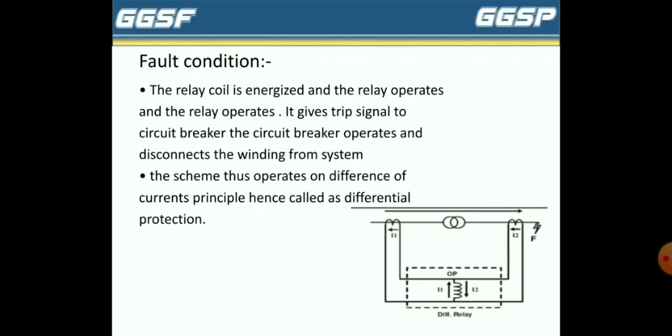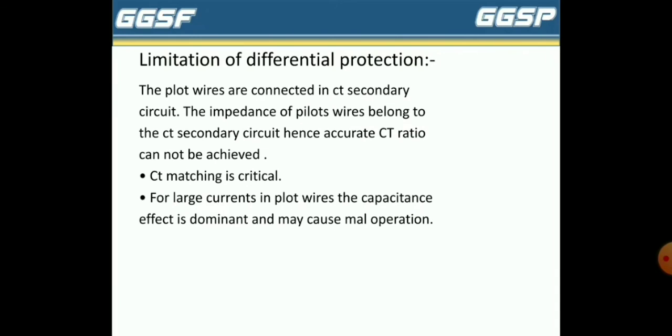The relay coil is energized and the relay operates. It gives trip signal to the circuit breaker. The circuit breaker operates and disconnects the winding from the system. The scheme thus operates on the difference of current principle, hence it is called differential protection.